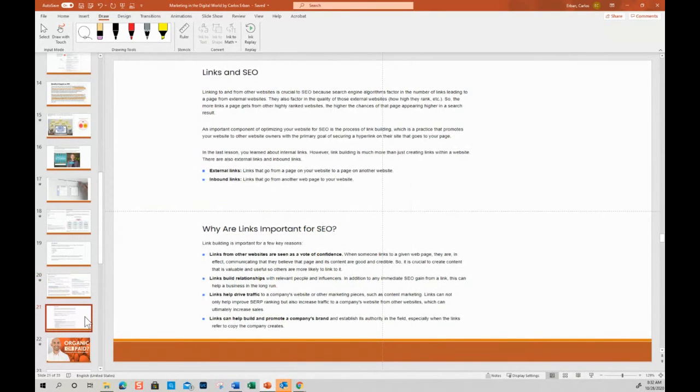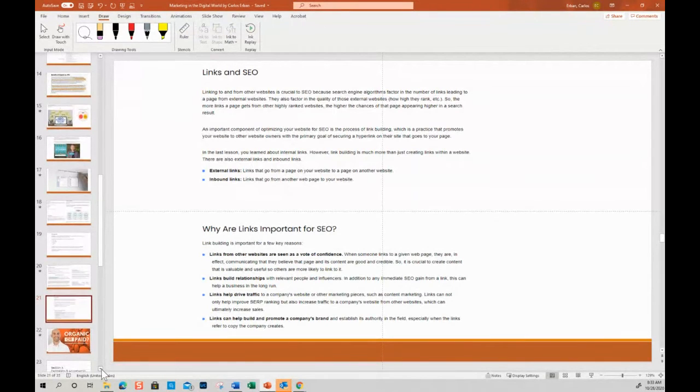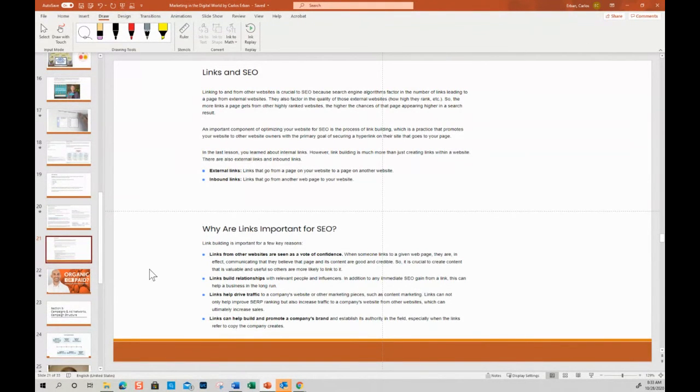Let's see, what else do we have here? So you have external links. When we're talking about the links from other websites, these are very important. You have external links that go from a page on your website to another website. So you may have links on your own website, and then you have inbound links, which are the ones that come to your website. Okay, so you have all these different types of links that are important. Some are to build relationships, some are to drive traffic, some might be to promote your company brand. So this whole area of links, again, helps your website become more important.